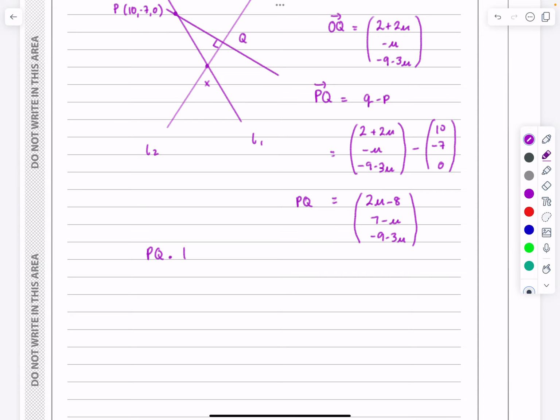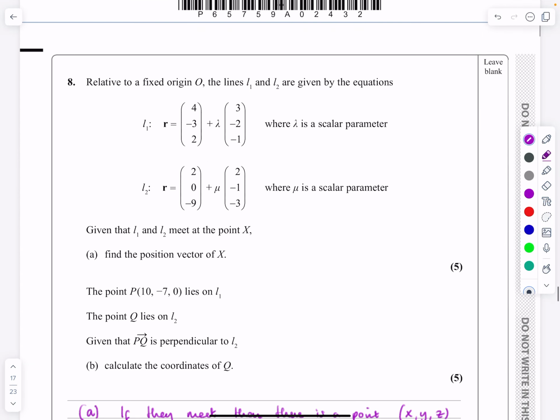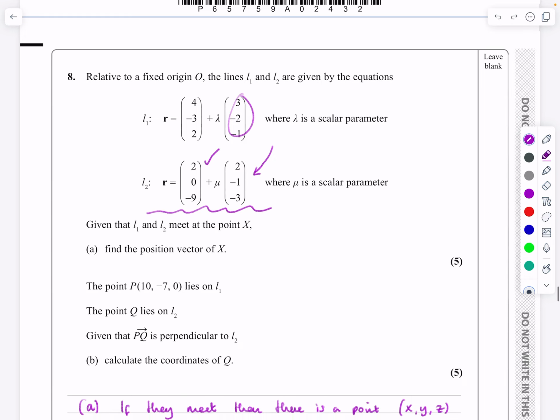And we've said, or I said a little while ago, PQ dotted with L2 is going to be equal to 0. But what do I mean by L2? I haven't really spent any time talking about this. When I've got this equation here, this is any point on the line, but this vector here is the direction of the line. The same would be true for the top equation as well. So when I'm talking about the direction of one of these lines, I'm going to use either that one, or in this case, I'm going to be using (2, -1, -3) for L2.